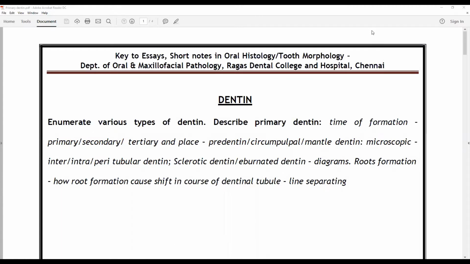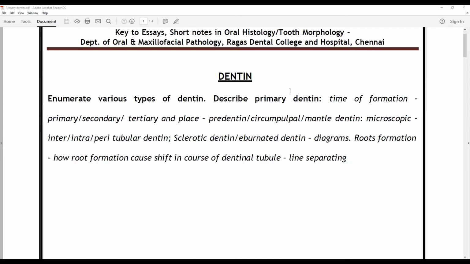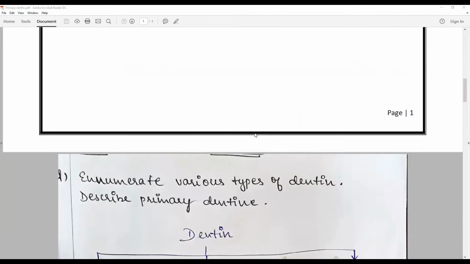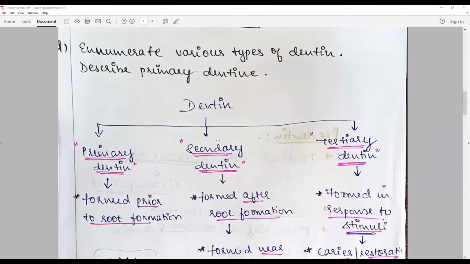The question that we are going to discuss is: enumerate the various types of dentin, or list the various types of dentin, and describe primary dentin in detail. For this, the key will be, depending upon the time of formation, we have to say about the primary dentin and tertiary dentin, the place where it happens, the types, the microscopic appearance, points about sclerotic, eburnated dentin, diagrams, root formations, and all about this. So to jump into the answers, this should be the best thing.